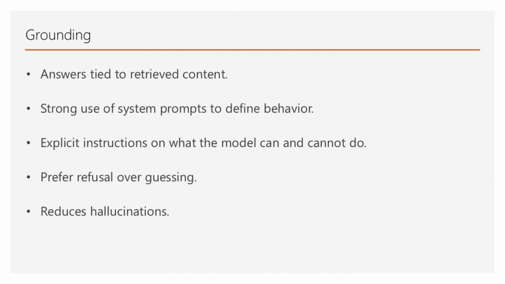Grounding is not achieved automatically by using RAG. One of the most important tools for grounding is the system prompt. System prompts define the role of the model, the rules it must follow, and the boundaries of acceptable behavior. By clearly instructing the model to rely only on retrieved content, to refuse when information is missing, and to avoid speculation, you dramatically reduce hallucinations. In practice, good grounding is the result of disciplined system prompts combined with controlled retrieval, not model choice.